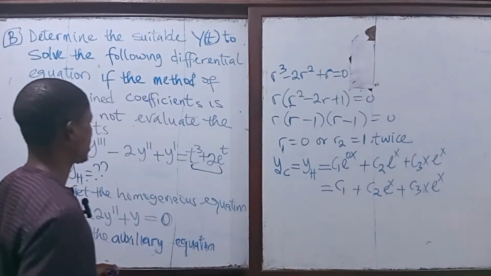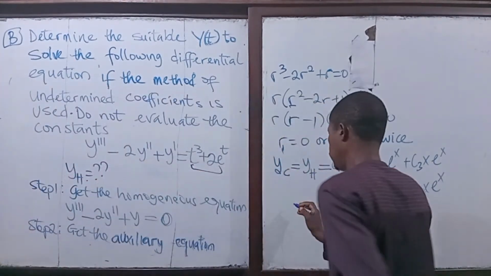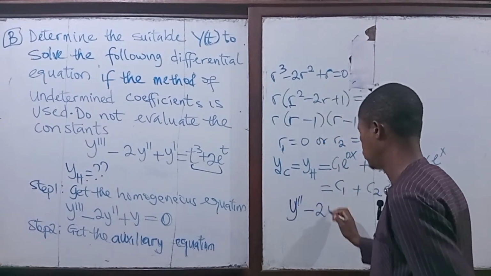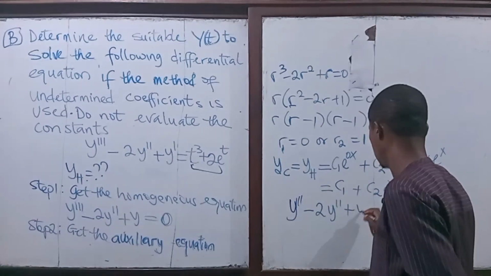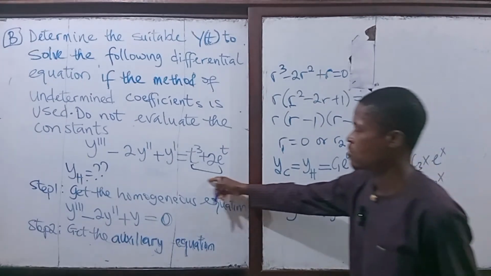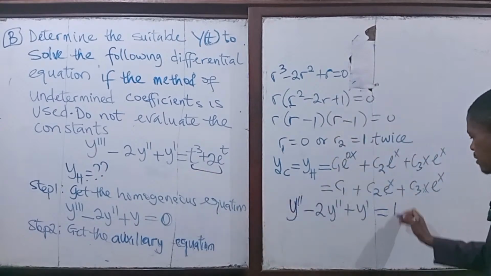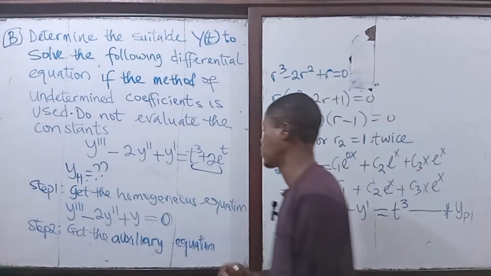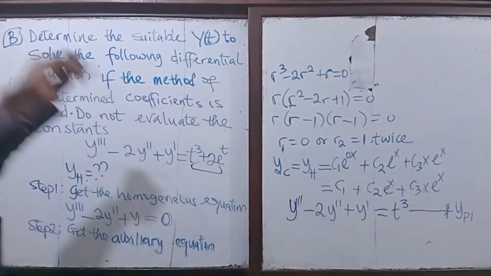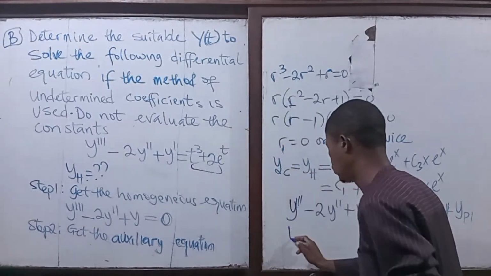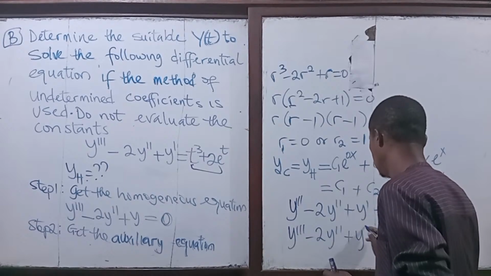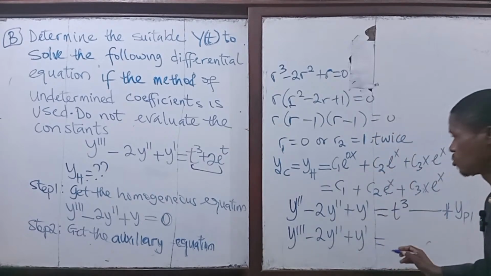We are going to do something here. The third differential times this one times this one. We're going to split the right hand side into two parts. The first part is t to power 3, which is quadratic. We're going to get the yp1 for that one, the particular solution for that one. So the second one is going to be this differential equation equal to the second part.